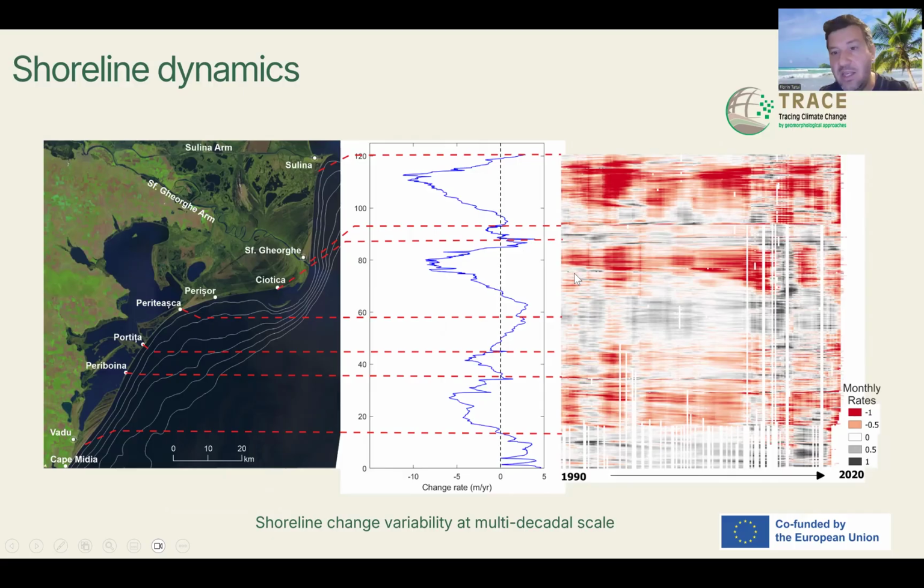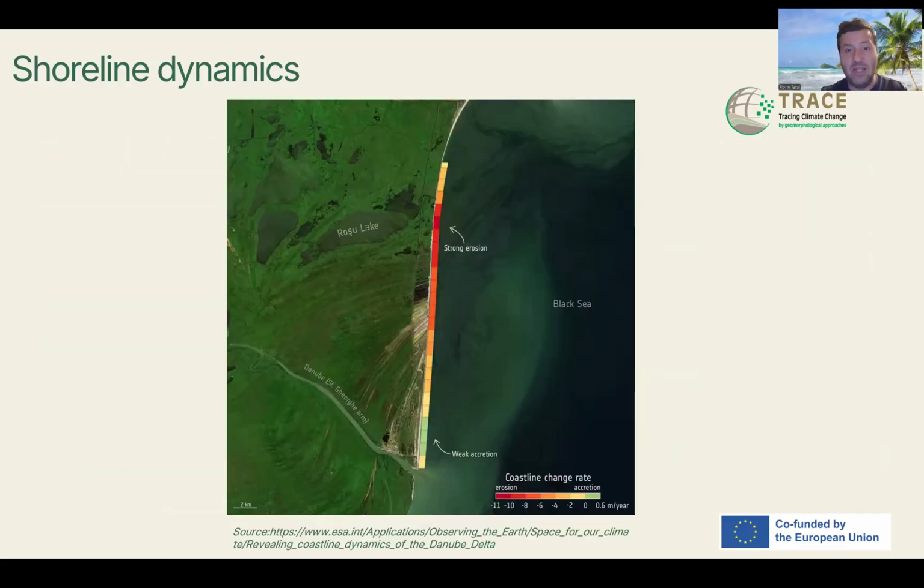And here, using a Hofmöller diagram, we can track this. With red we have erosion, and with gray we have accumulation. And what we can see is the dominance of erosion on all these sectors. Also, coming from 1990 to 2020, we can see a spreading of the erosion. So the erosion becomes dominant on more sectors along the Danube Delta coast. And this is a result of the automatically extracted shorelines.